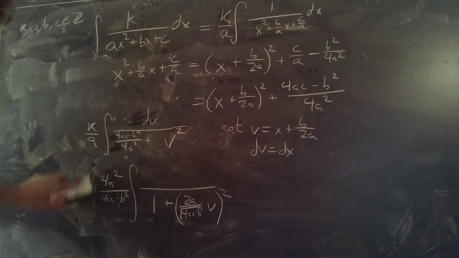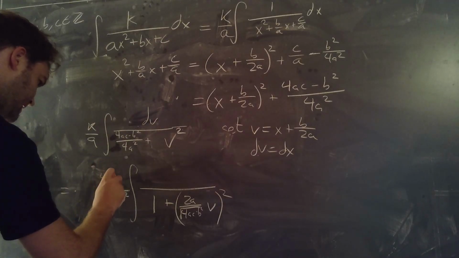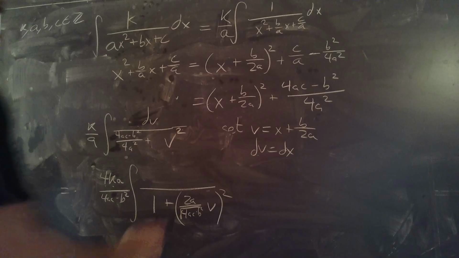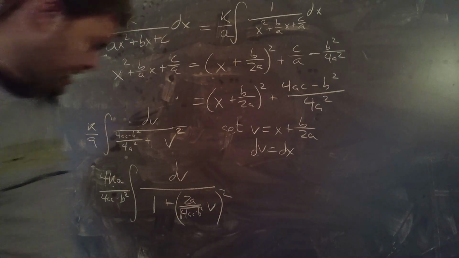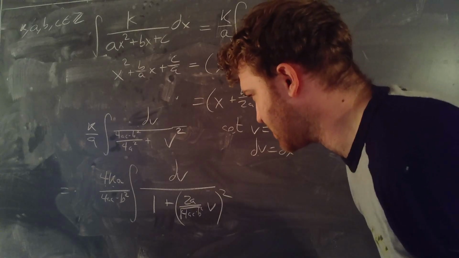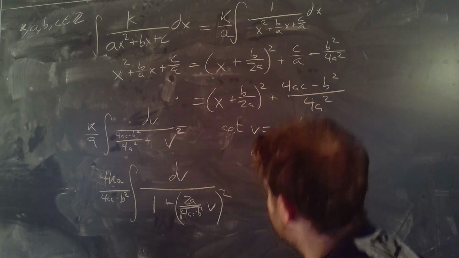So I can combine this all together as 4 times k a over 4ac minus b squared, which is the constant on the outside. And then that leaves dv right here. So we can make a second change of variables to get rid of this constant so that we'll get the arctangent derivative. Let's call it t.